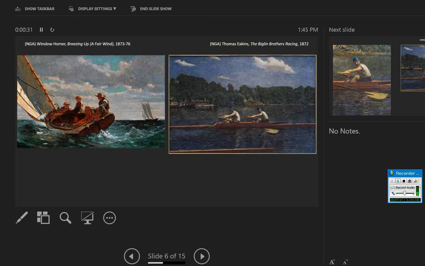At exactly the same time Homer was there. Eakins was there from 1866 to 1870. But they never seem to have overlapped with each other while they were there. They seem to have been traveling in different circles, independent from one another.